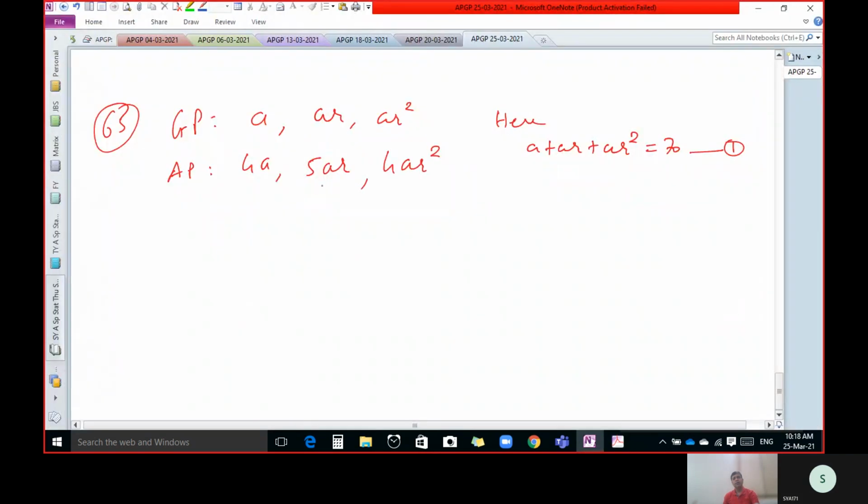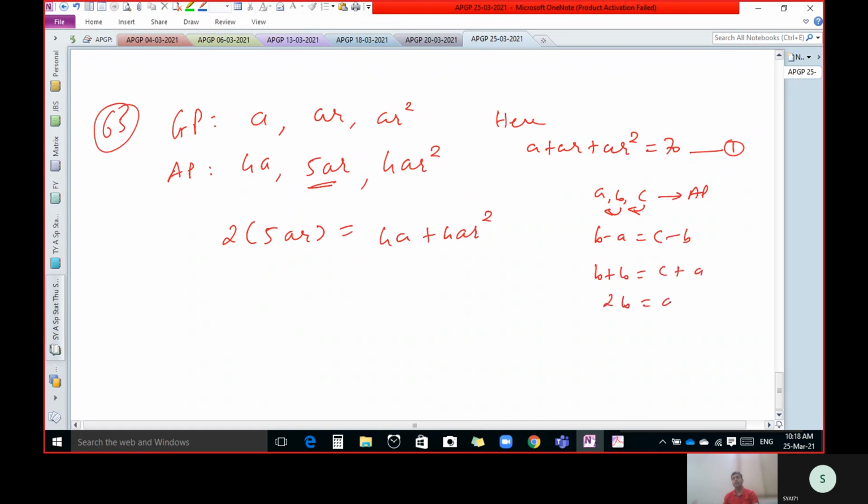So now in AP, we know that double of the middle number should be equal to total of first and third number. That is a condition. If a, b, c are in AP, then b minus a and c minus b are equal. If we take b on this side, we get b plus b, and here we get c plus a. That means ultimately 2b equals a plus c. So if three numbers are in AP, this is the condition: double of the middle number should be total of first and third number.